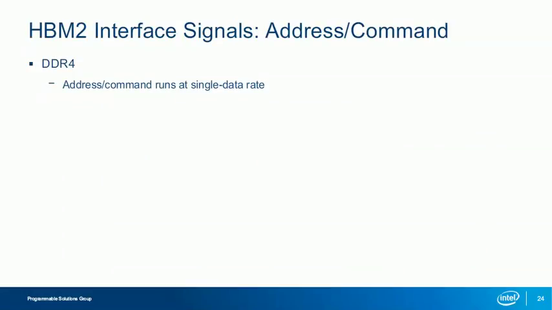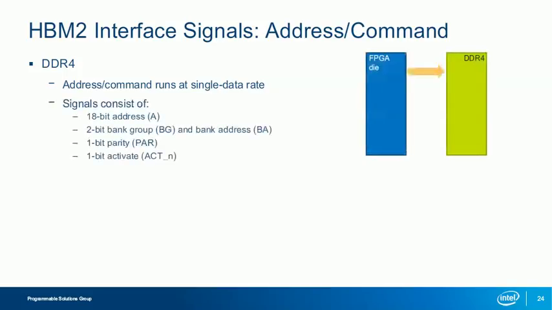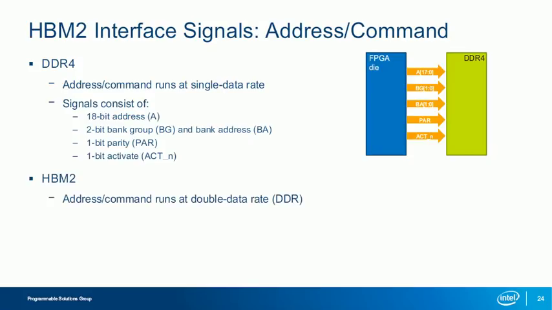HBM2 memory access signaling can be compared to traditional DDR memory signaling. Here is a comparison of the address and command signaling. For DDR4, the address and command bus runs at single data rate, while the data bus is what runs at double data rate. The DDR4 signals consist of an address bus of up to 18 bits, a 2-bit bank group and 2-bit bank address, 1 bit for command and address parity, and a 1-bit activate signal.